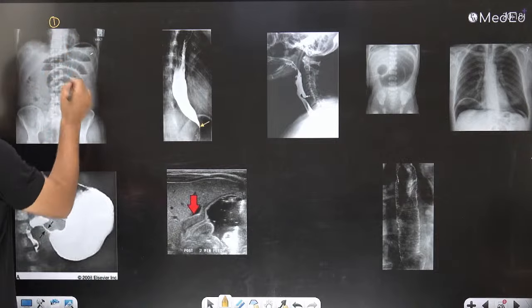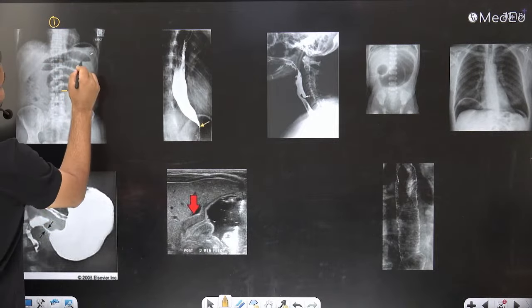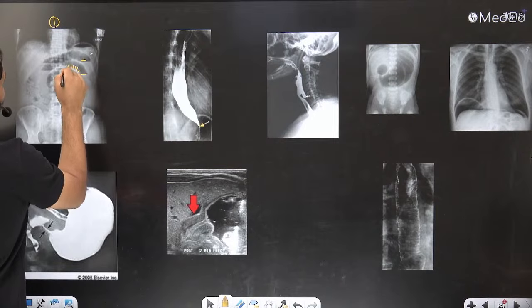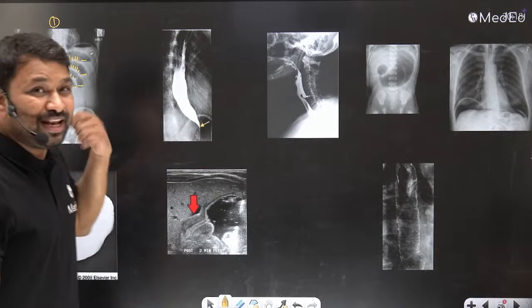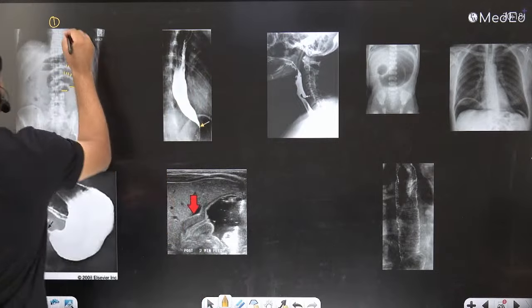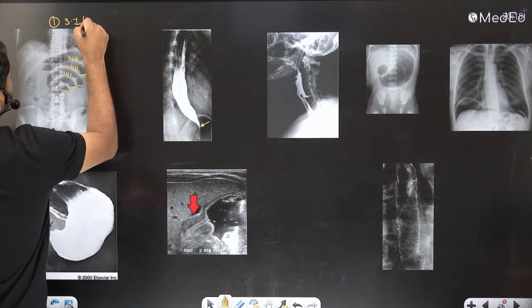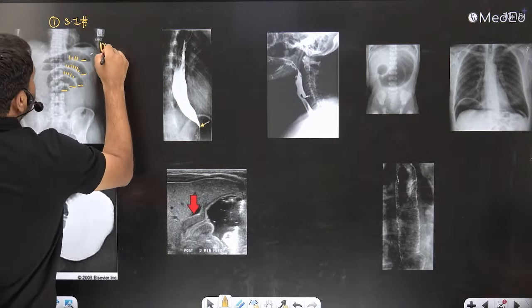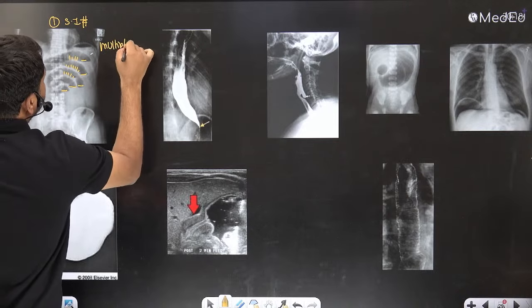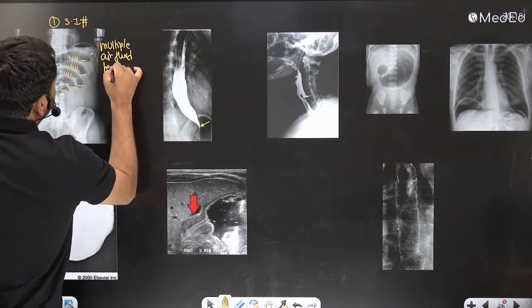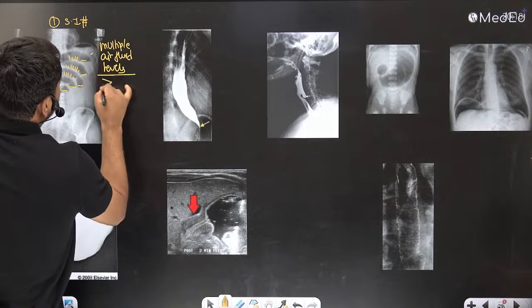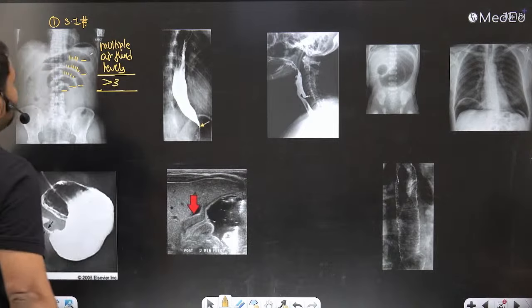You will see multiple air fluid levels in a step ladder pattern. You see these haustrations, these structures. These are valvulae conniventes telling you that it is jejunum. So this is your small intestinal dynamic obstruction. And the finding is your multiple air fluid levels. Now, when we say multiple air fluid levels, 2 to 3 is normal. If more than 3, it is consistent with obstruction.